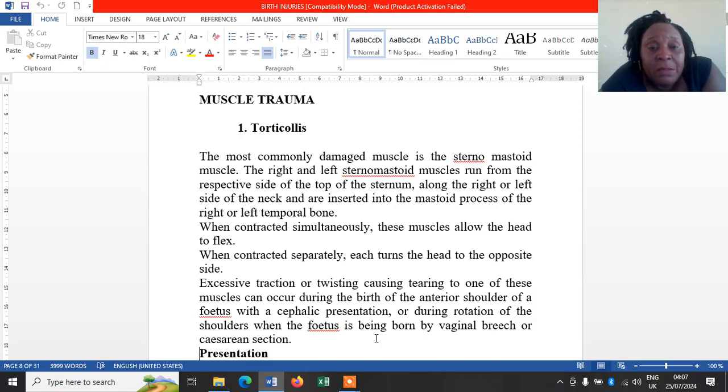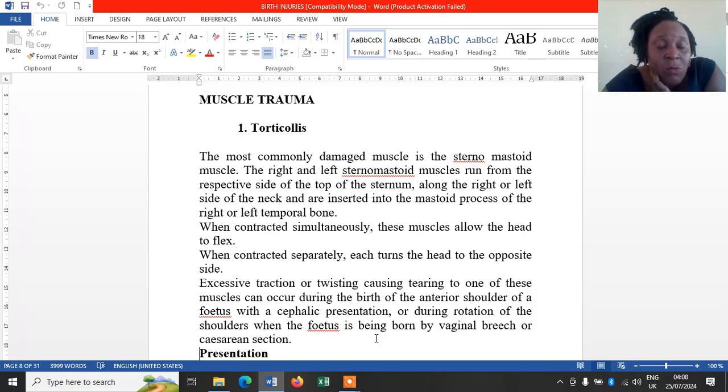And under muscle trauma, the first injury is called a torticollis. A torticollis is mostly damage to the sternomastoid muscle, the right and left sternomastoid muscle. A sternomastoid muscle runs from behind the ear, and it comes and attaches from the sternum, and it is coming and hiding through the mastoid bone. And its role is to make our heads turn from side to side.